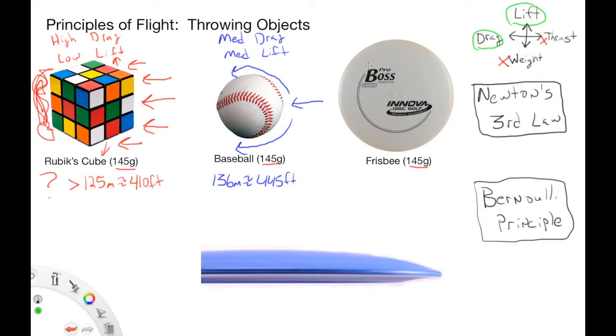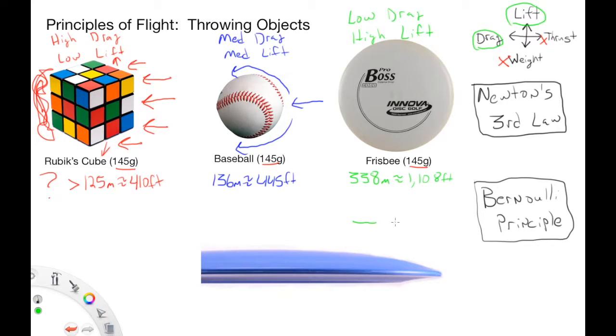However, you can probably see where I'm going with this. The Frisbee is going to have the least amount of drag and the highest amount of lift. And what that does is that creates a world record Frisbee throw of an amazing 338 meters, which is the equivalent of over 1,100 feet, 1,108 feet to be exact.